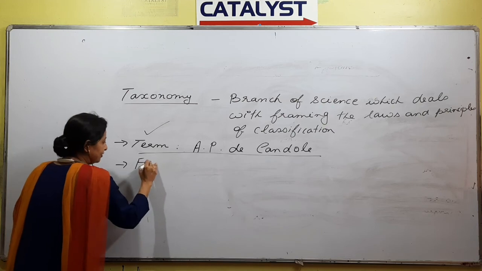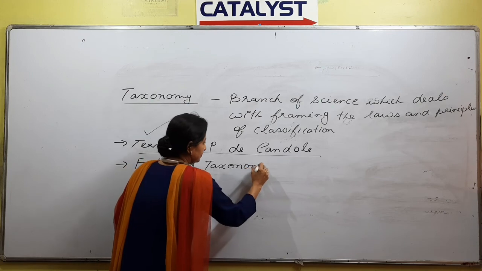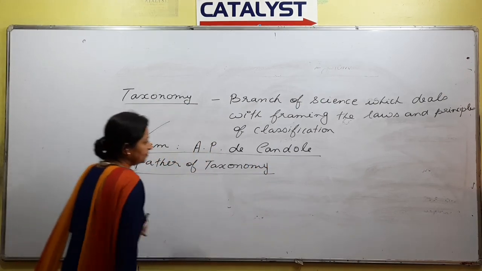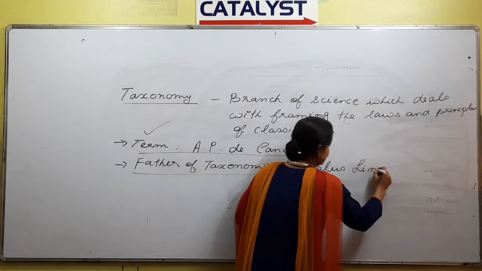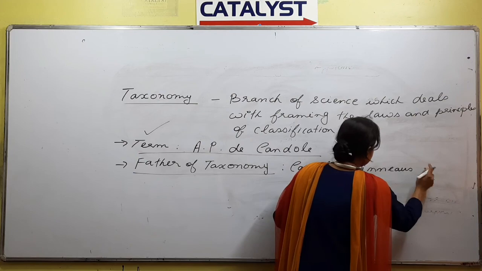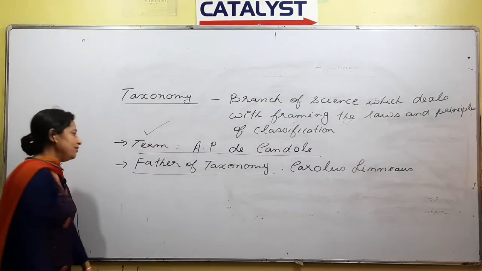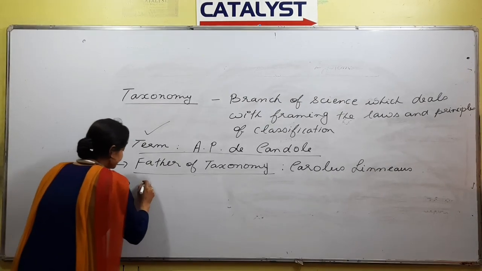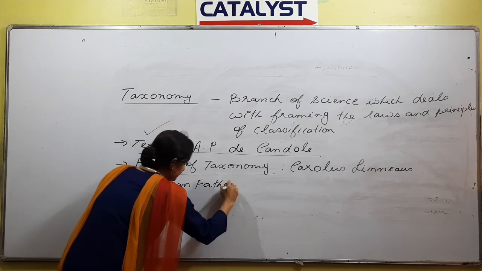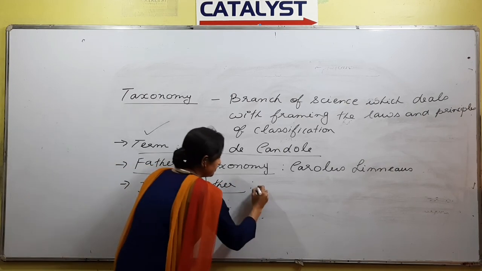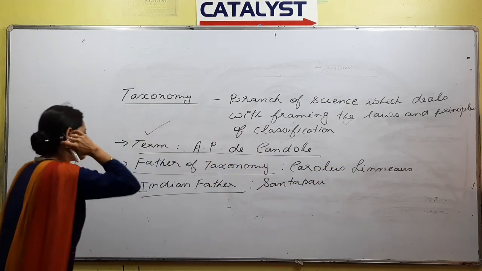Next is father of taxonomy. Who is considered as a father of taxonomy? Carolus Linnaeus. Yes, father of taxonomy. Either you can remember Carolus Linnaeus or simply Linnaeus, that will do. Next we have the Indian father of taxonomy, Santa Pau, a person called Santa Pau.